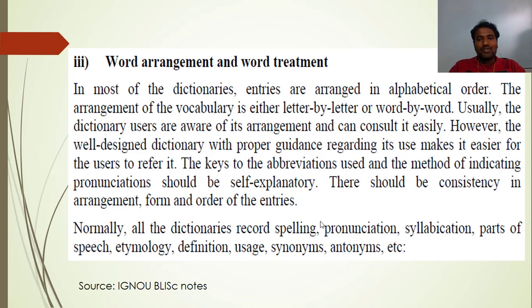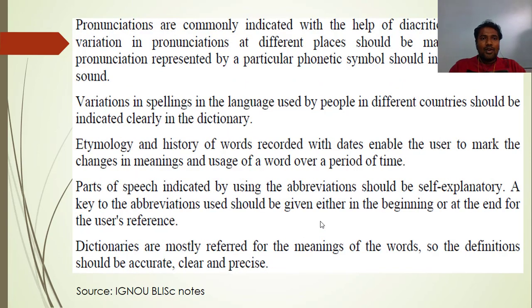The keys to abbreviations used and the method of indicating pronunciation should be self-explanatory. There should be consistency in arrangement, form, and order of the entries. Normally, all the dictionaries record spellings, pronunciations, syllabications, parts of speech, etymology, definition, usage, synonyms, antonyms, etc. Pronunciations are commonly indicated with the help of diacritical marks.